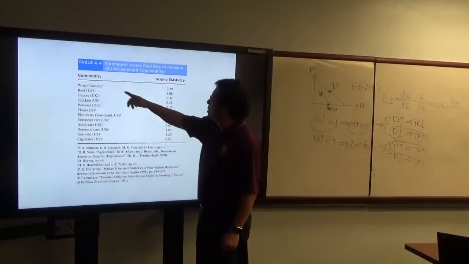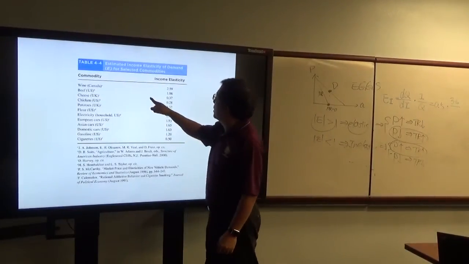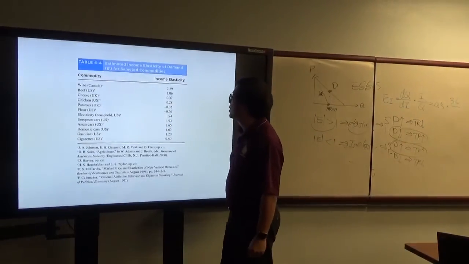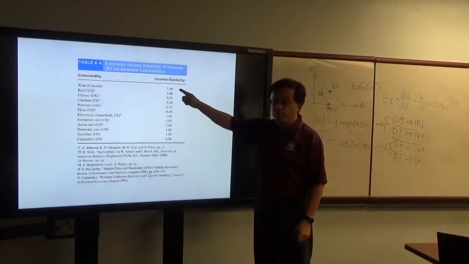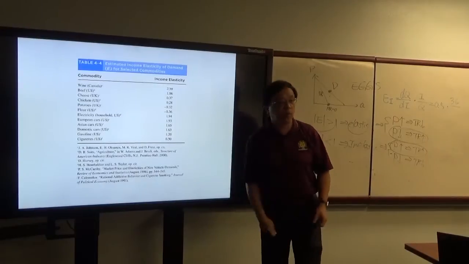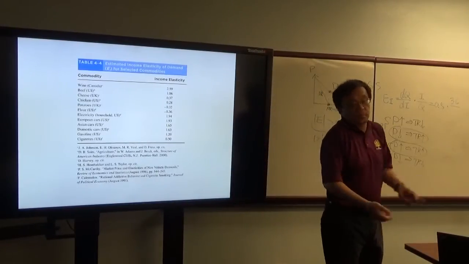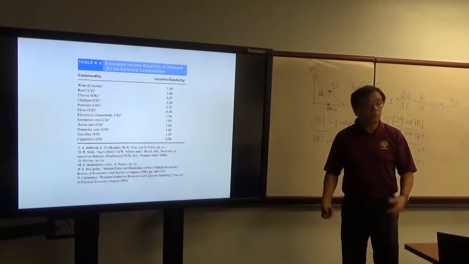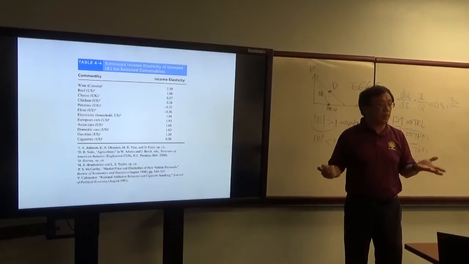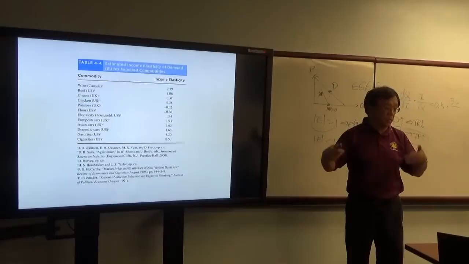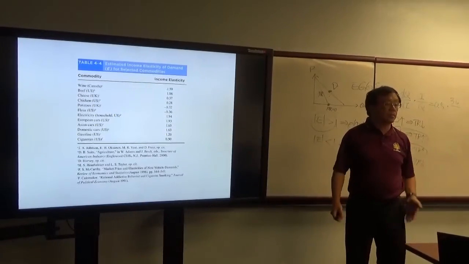So in Canada, for wine and beef, wine's income elasticity is greater than 1, right? Greater than 1. Elastic, because that means what? People have more income and they consume more. And this is very important information for companies. If you do marketing, you have to take all this into account.